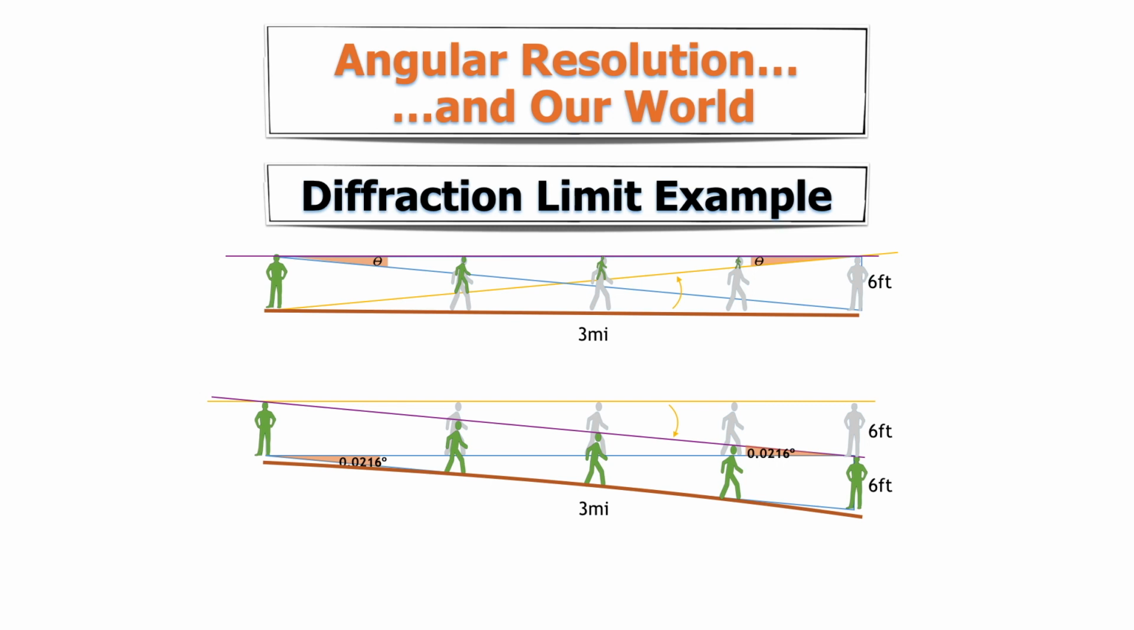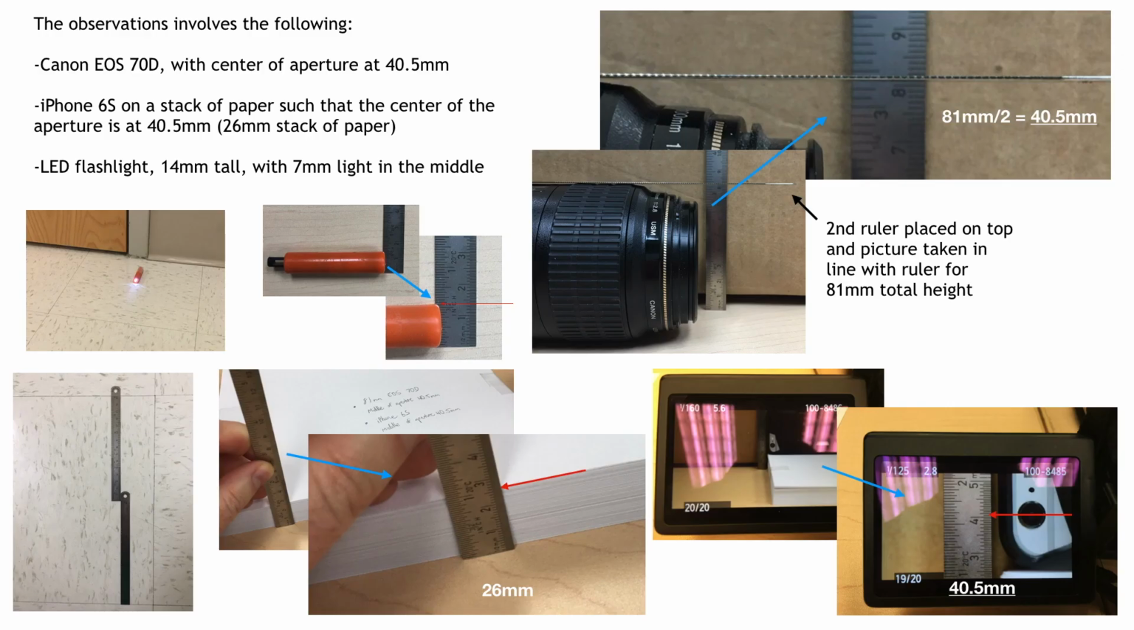This is a diffraction limit example as an addendum to the angular resolution series. This observation involves the following. A Canon EOS 70D with the center of aperture at 40.5 millimeters. The iPhone 6s on a stack of paper such that the center of the aperture is also at 40.5 millimeters, on a 26 millimeter stack of paper, and an LED flashlight which is 14 millimeters tall with a 7 millimeter light roughly in the middle.